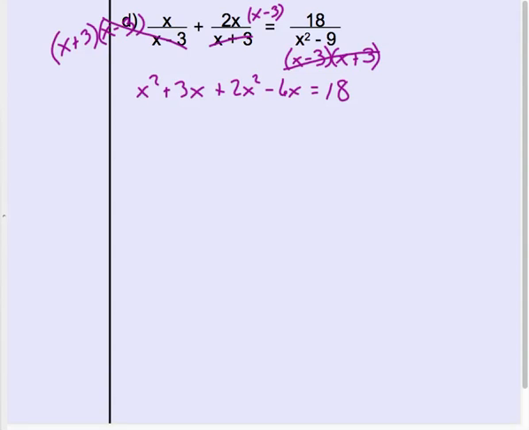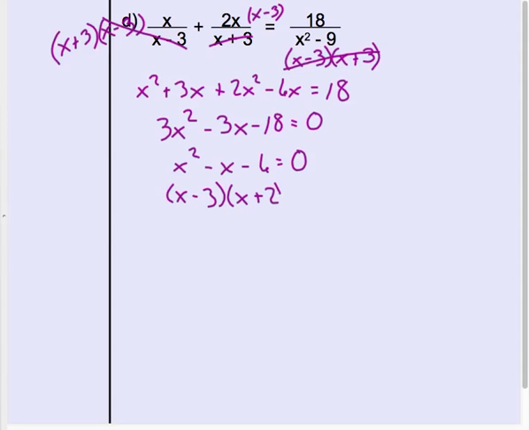This is quadratic, so I want to get it equal to 0. Combining my like terms, subtracting 18 from both sides. And I've got a common factor of 3, so I'm going to divide everything by 3, including my 0. And now it's a t-chart to factor. What multiplies to negative 6 and adds to negative 1? So I get solutions of x equals 3 and negative 2.